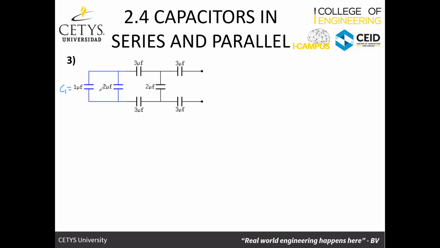So I'm going to call this one C1. I'm going to call this one C2, C3, C4, C5, C6. Okay, so this is a more complex array.